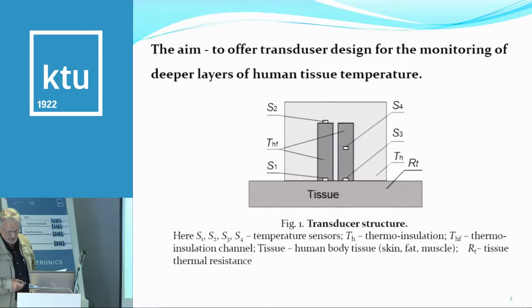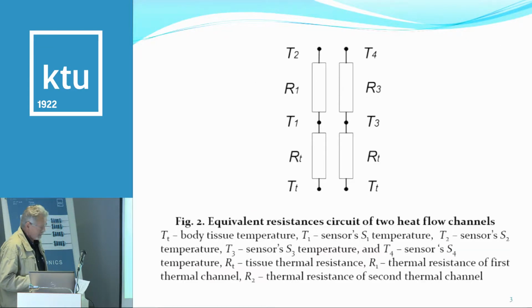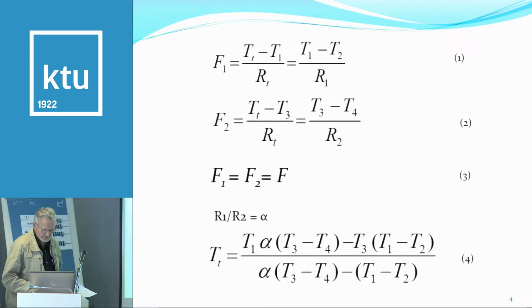It's very important to cover these channels from the environment, because the environment, as our practice shows, has a very important influence on the result of measurement. On the basis of this design, we can make an equivalent resistance circuit of these two heat flow channels. From this equivalent circuit we can write the equation for the first channel and for the second channel.